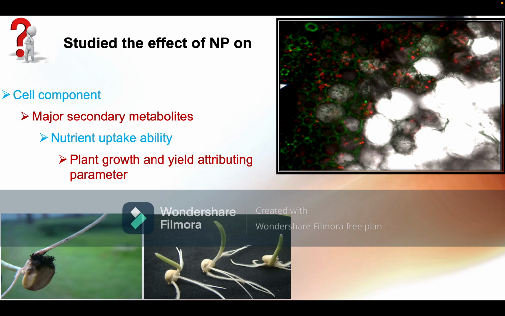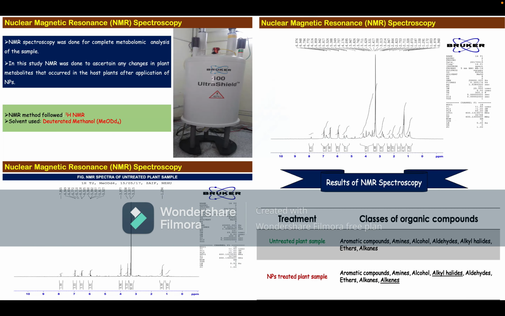And regarding nutrient uptake ability, these nanomaterials have the ability to interact with soil compounds like minerals and organic matters, and thus the bioavailability could be modified by soil physicochemical properties like pH, ion strength, and many more. Through nuclear magnetic resonance spectroscopy, we have found that nanoparticle treated plants have a different type of organic compound as compared to the untreated one.